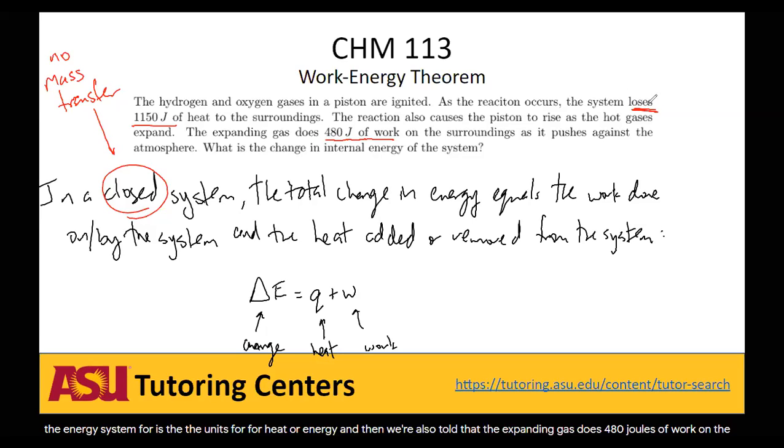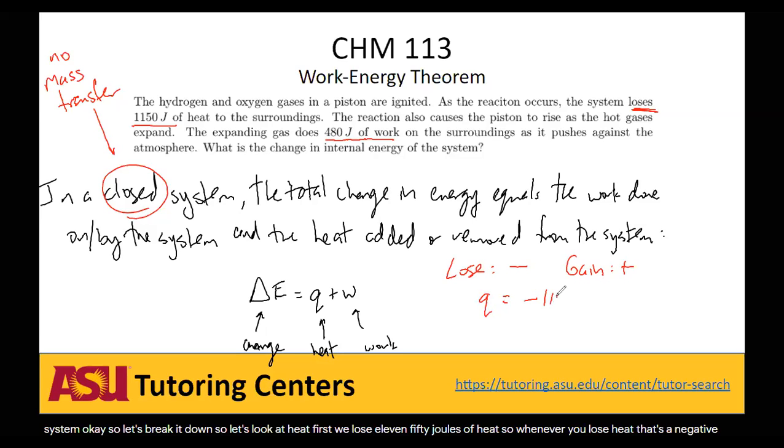So let's look at heat first. We lose 1150 joules of heat. So whenever you lose heat, that's a negative sign. Whenever you gain heat, that's a positive sign. So in this case, our heat, Q, equals negative 1150 joules. Okay, because it's 1150 joules and we're losing it, so it's negative.